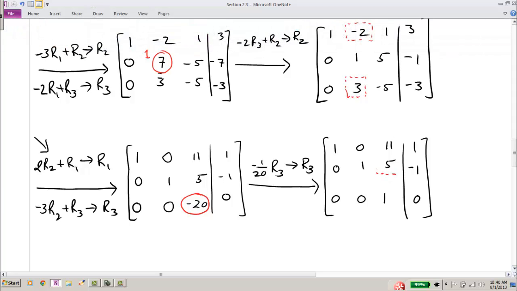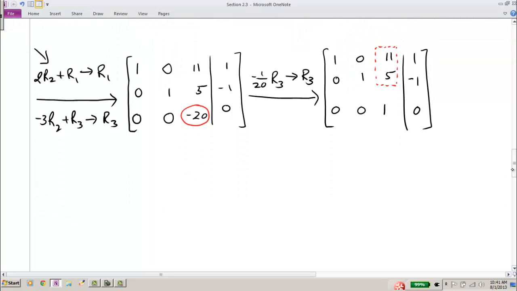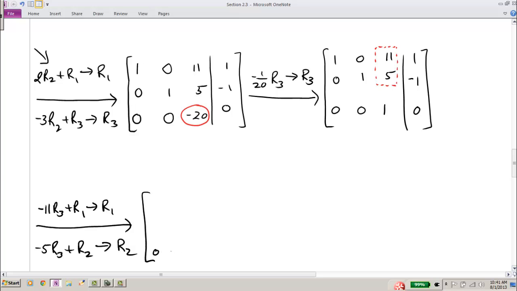The only thing left to do now is to zero out those entries there. And so to zero out the 11 that's in row 1, we're going to multiply row 3 by negative 11. Add it to row 1, put the result in row 1. To zero out the 5 that's in row 2, we'll multiply row 3 by negative 5. Add it to row 2, put the result in row 2. Row 3 is unchanged in this process.